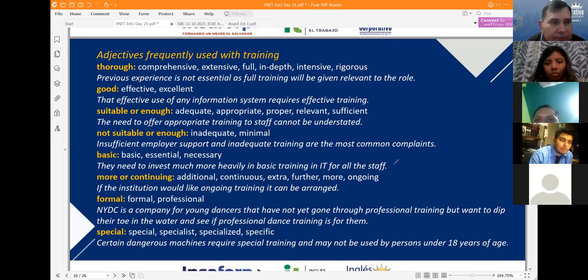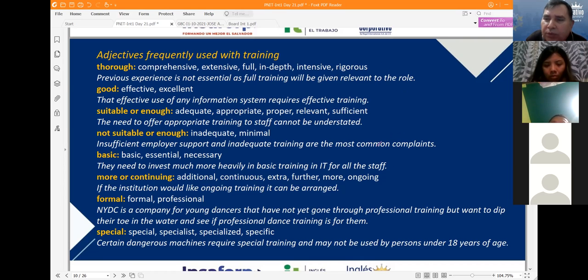Okay, good, effective, excellent. Effective use of any information system requires effective training, okay? Suitable or enough? Adequate, appropriate, proper, relevant, sufficient. Adequate training, appropriate training, proper training, relevant training, sufficient training. As in the other one, effective training, excellent training. Thorough training, comprehensive training, extensive training, full training, in-depth training, intensive training, rigorous training.